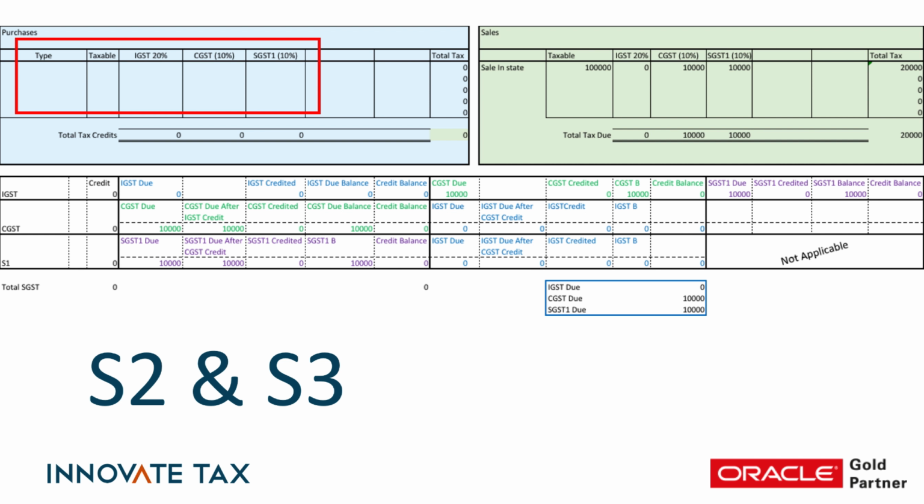If we look at S2 and S3, there are no purchases at all, so that's blank, but we do have sales. Each one would have sales of 100,000, and this shows us that the actual CGST due and the SGST due is 10,000 each, so a total of 20,000. I've been basing this on a 20% tax rate, so obviously not the 18 or the 24 or the 5, just to make it easy. So here it's CGST and SGST, split 10% each.